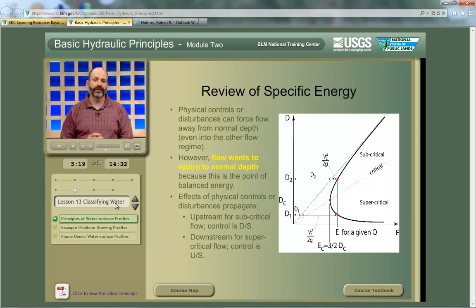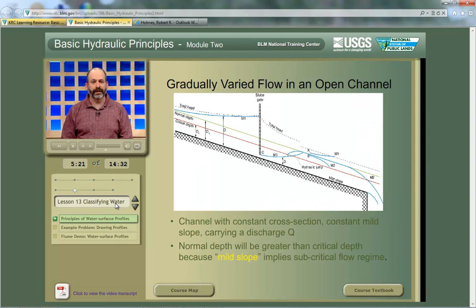Now let's take a look at a channel and study the gradually varied flow in an open channel. The channel in front of you has a constant cross section, and it has a constant mild slope, and it carries a discharge of Q. Now, the slope of the image in front of you looks like it's fairly steep, and that's because I needed just to narrow it down to fit on the screen.